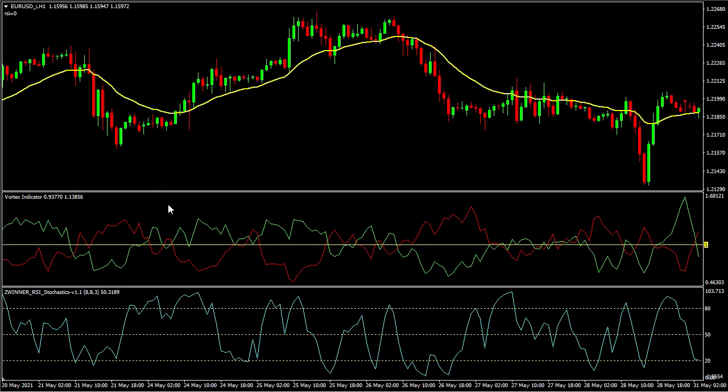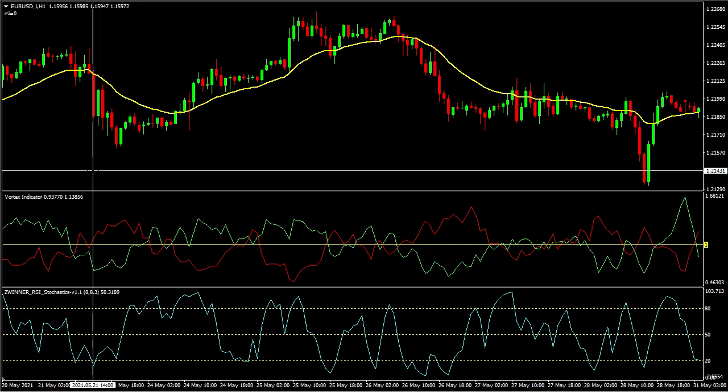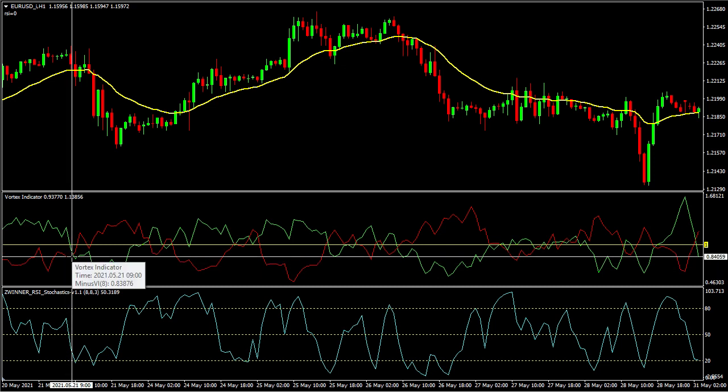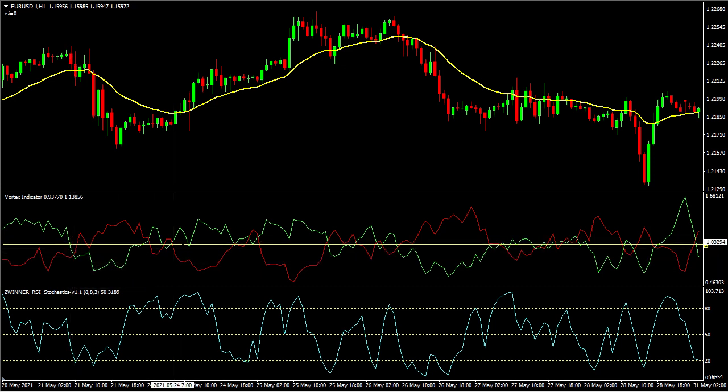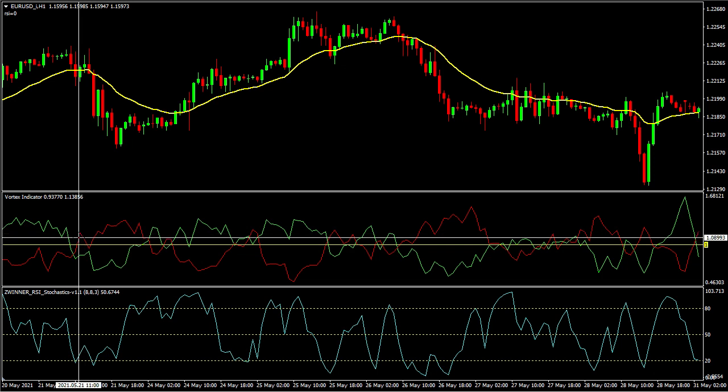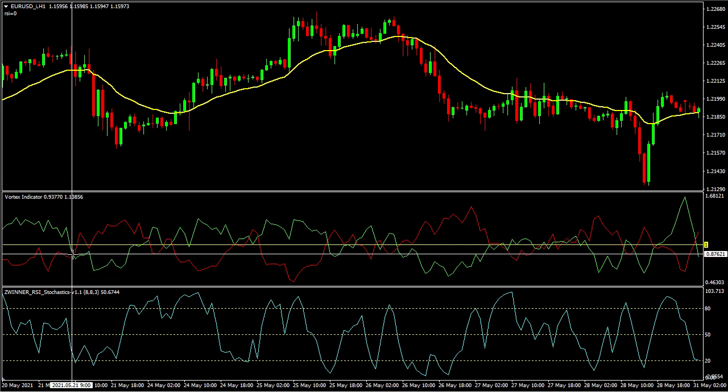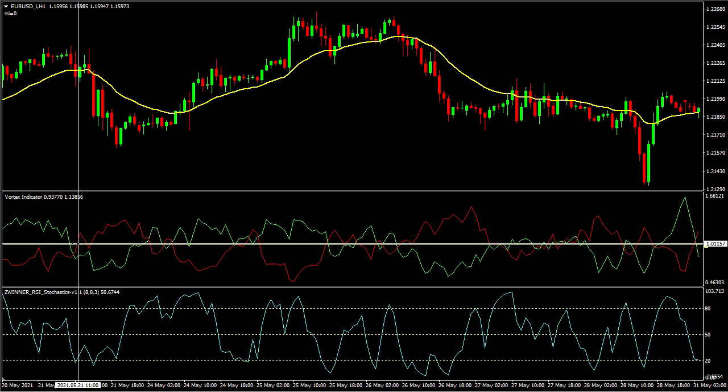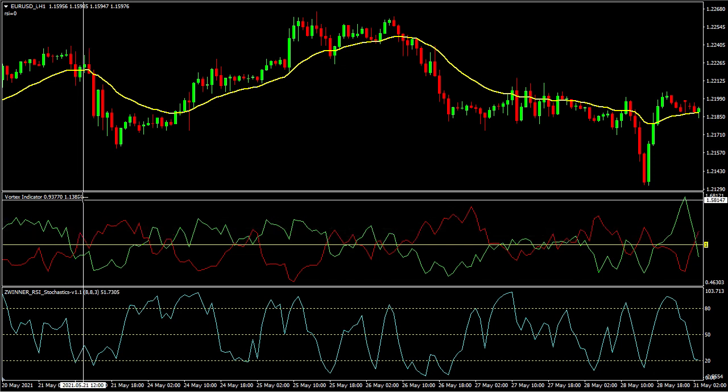Here you get the crossover. Here you get the crossover, but it is below the line. It has to be above the line. So you get the crossover above the line here. Okay, so this is giving you a sell signal.